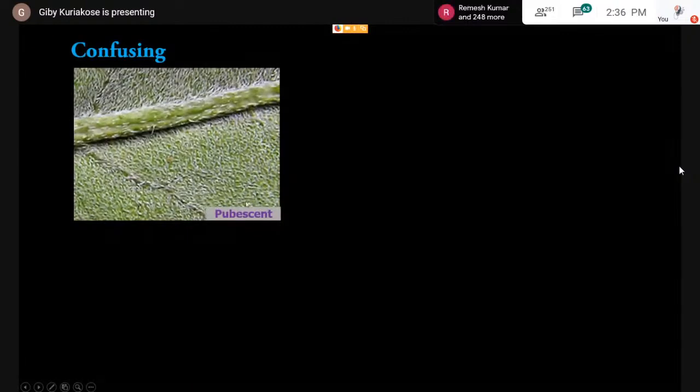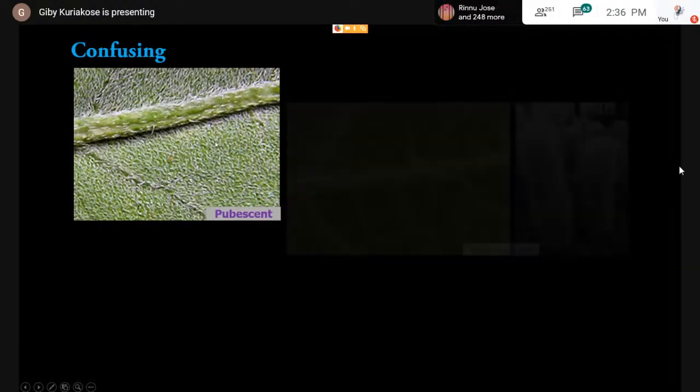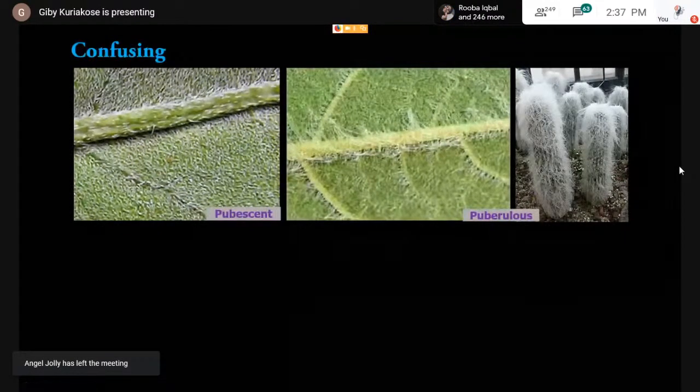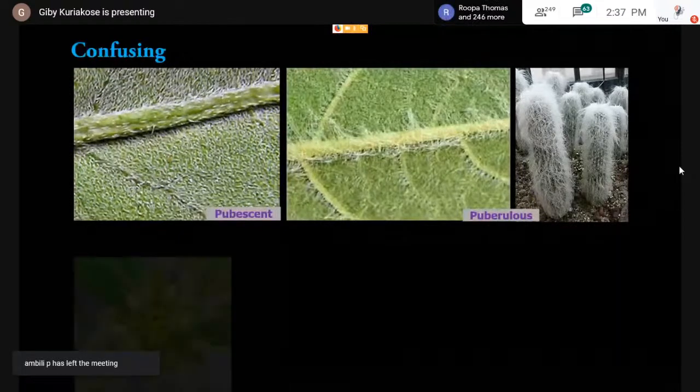Say, for example, a terminology called pubescent. Pubescent means soft hairs which are slightly erect. Another terminology, puberulous, also means very soft hairs, but they are not erect at all. They may be attached onto the surface of the leaf. They are not at all strong.